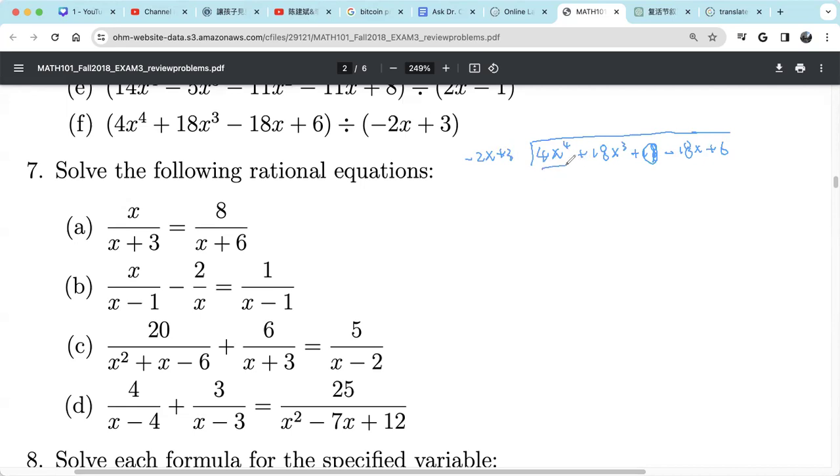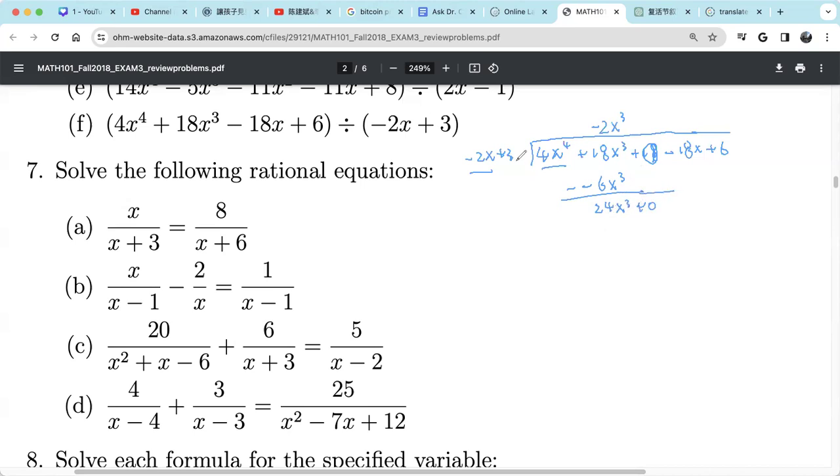Now we think about 4x to the power of 4 divided by -2x. Positive divided by negative, so we get negative. 4 divided by 2, we get 2. x to the power of 4 divided by x, we get x cubed. 3 times -2x cubed becomes -6x cubed. Minus negative becomes plus. 18 plus 6 is 24x cubed, plus 0.